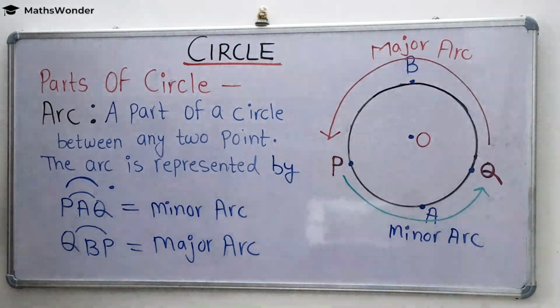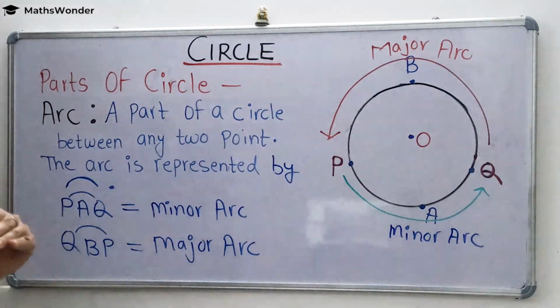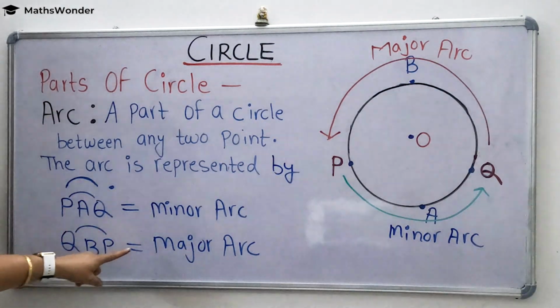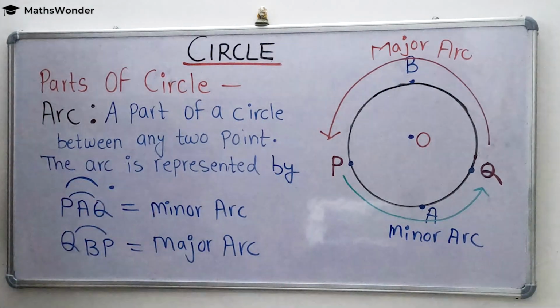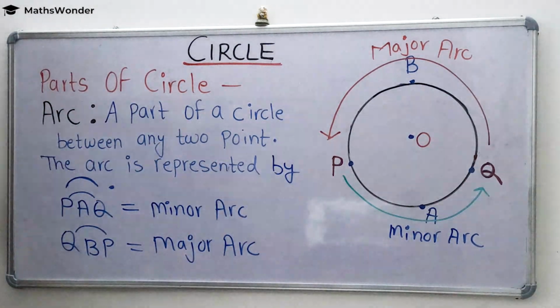If the arc of a circle is greater than the semicircle, greater than the semicircle means more than half of a circle, it is called the major arc, as you can see in the diagram. If the arc of a circle is less than the semicircle, then we call it a minor arc. So this is the concept of arc.